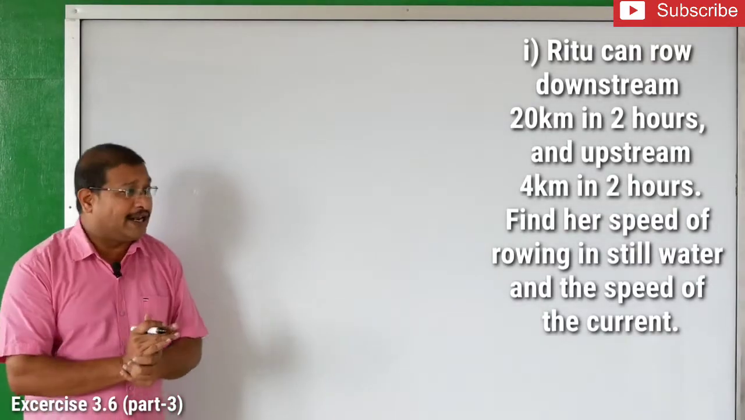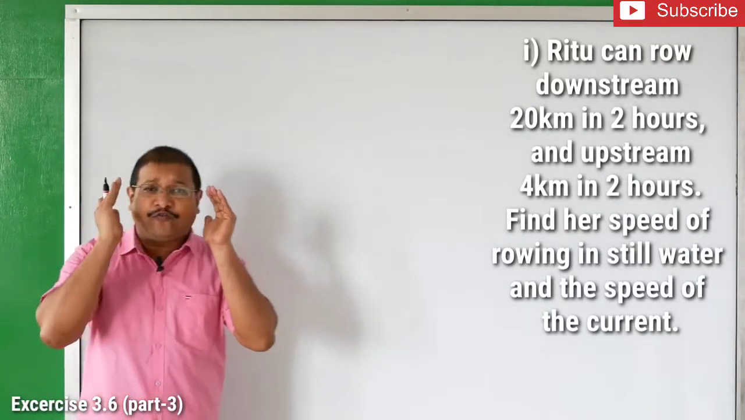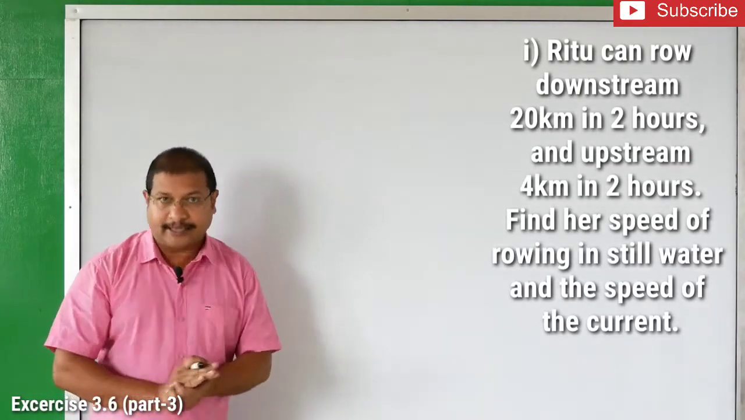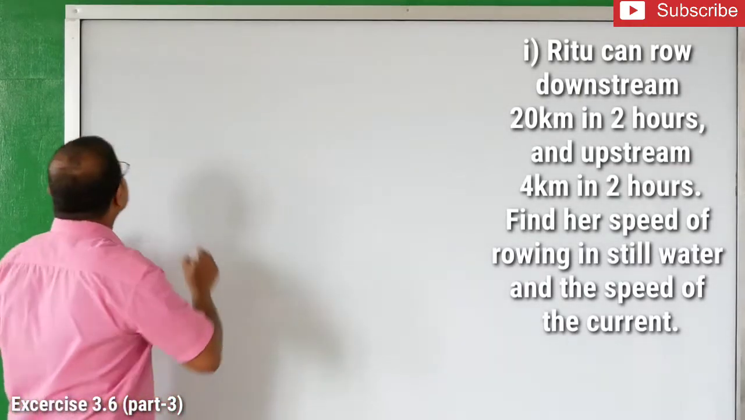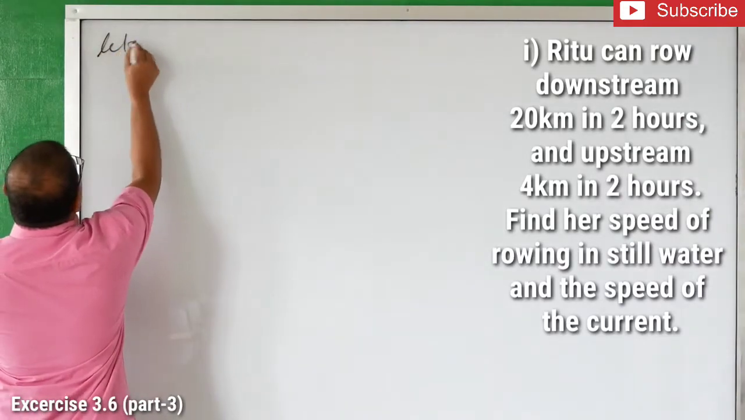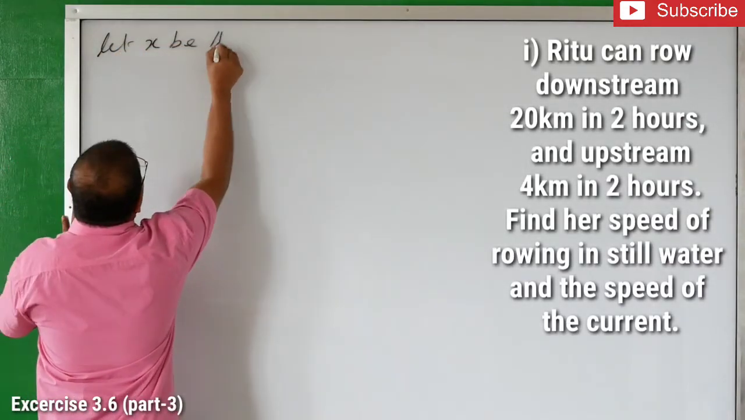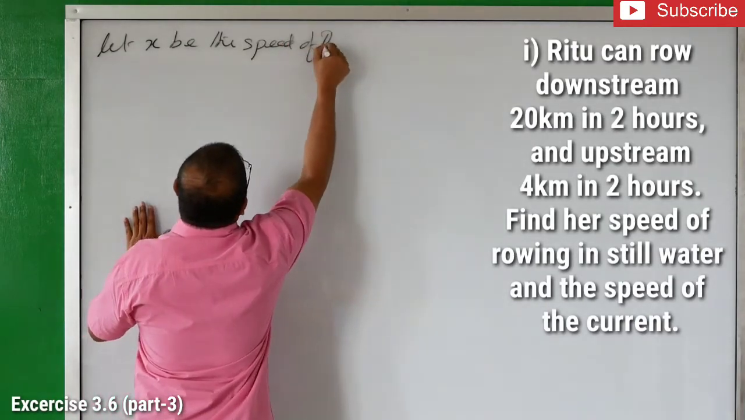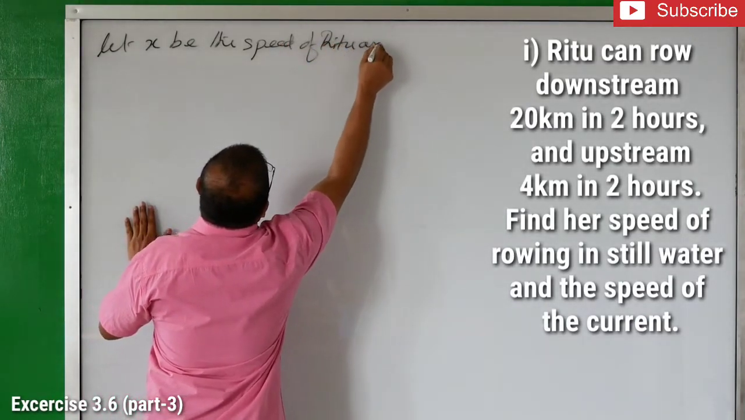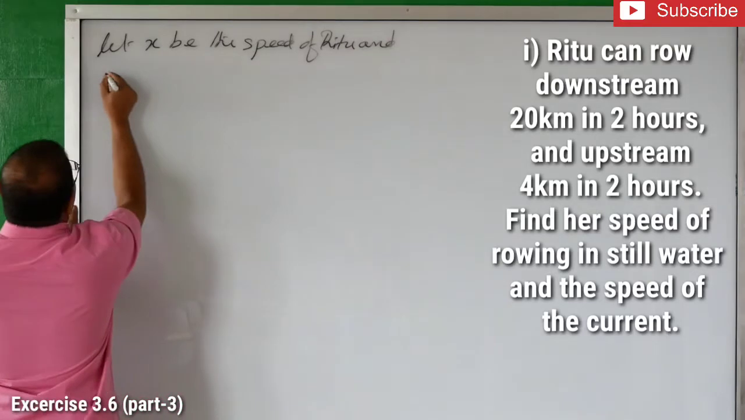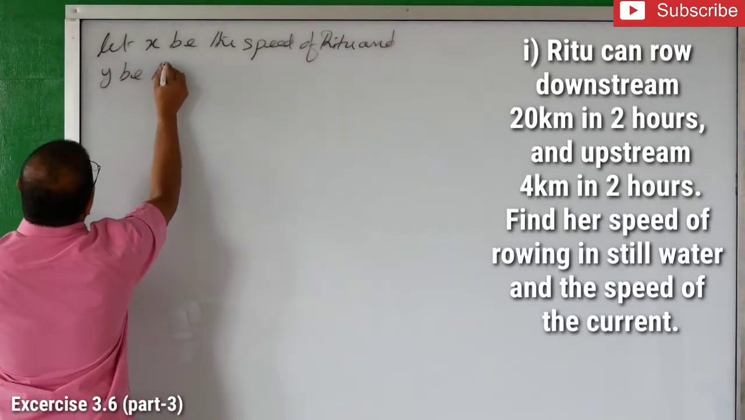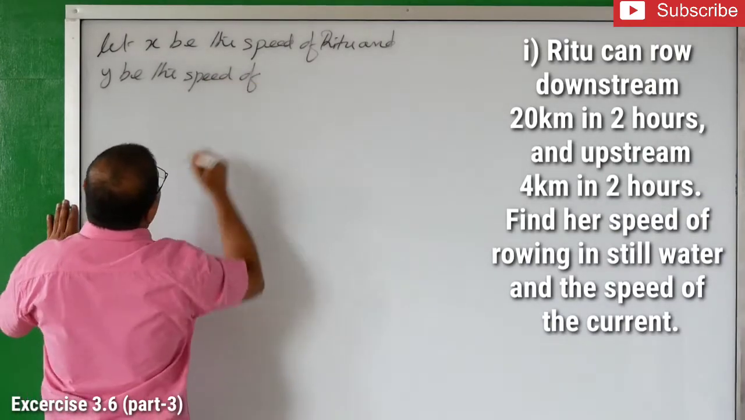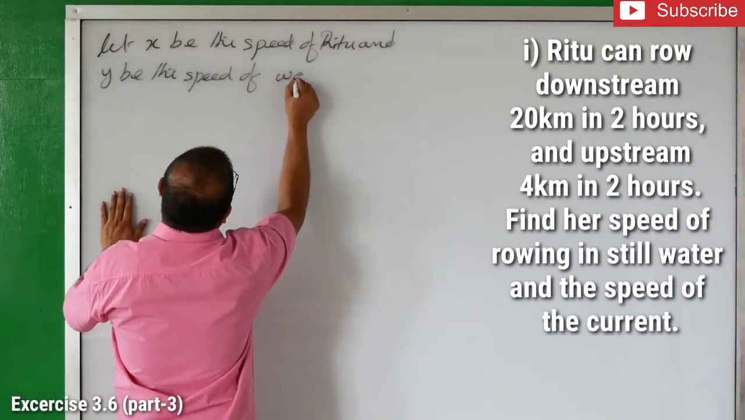So in this question, we want to find out the speed of Ritu and the speed of the water current. Ready? So we'll write first. Let x be the speed of Ritu and y be the speed of water current.